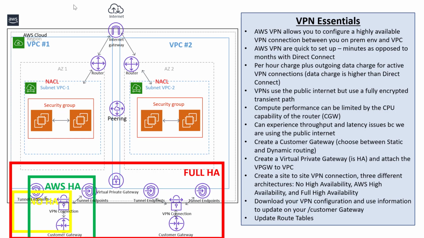The first step is to create a customer gateway, and this is your home, business, or enterprise router that uses static or dynamic routing.